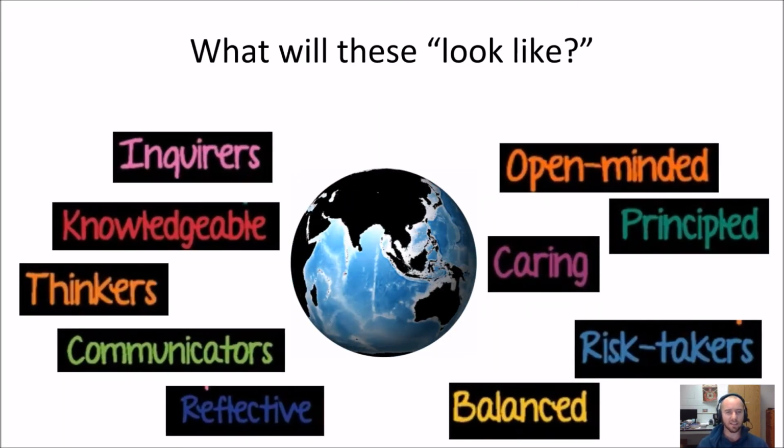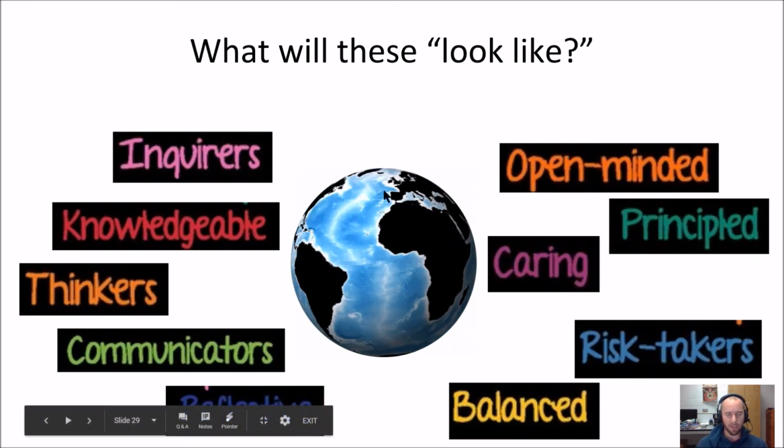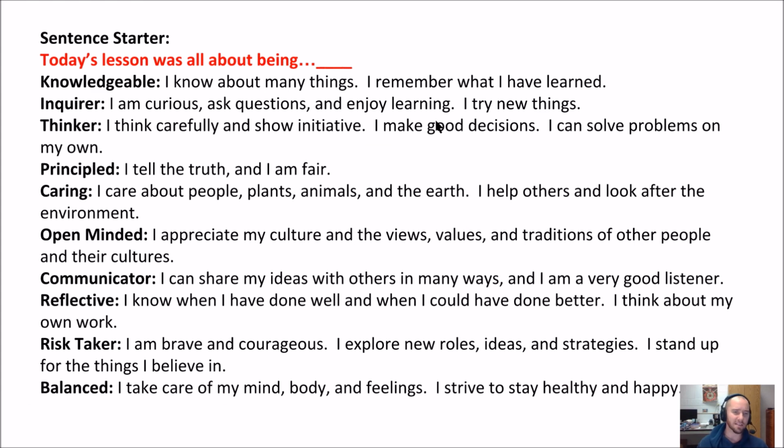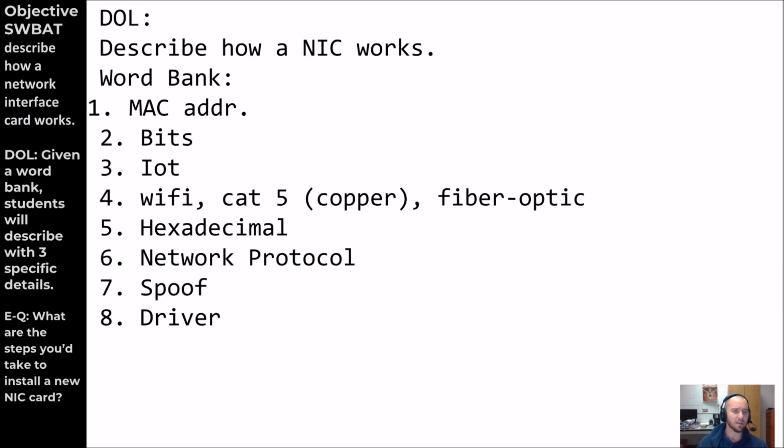So at the end of the lesson, let's think about the character traits that make people good global citizens. Which one of these traits can be connected to our lesson today? And when you're done with that, here's your DOL. Pretty simple. Describe how a network interface card works, and use this word bank. Extra credit if you can use all 8 words in your description of how the NICs work.